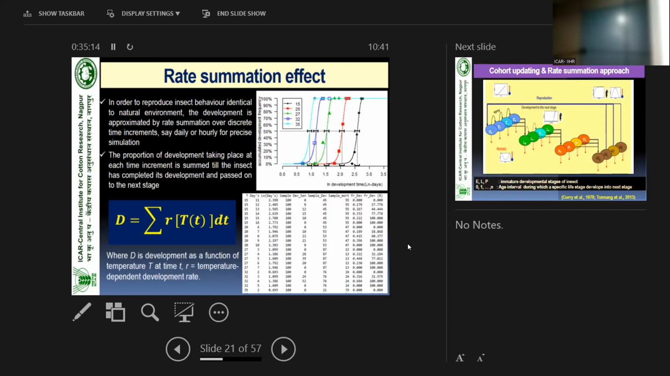So from day 1 to day end, when the development starts and development ends for that particular temperature, if you see, 15 is ending here, and 100% development is completed. The proportion of each development at that period of time is summed until it reaches the next stage, meaning the egg hatches from here. For 20 degrees Celsius also, egg development starts from here and reaches 100% here. So this is the duration. Development is summed till the stage enters the next, and that is why it is called the rate summation effect at different temperatures.